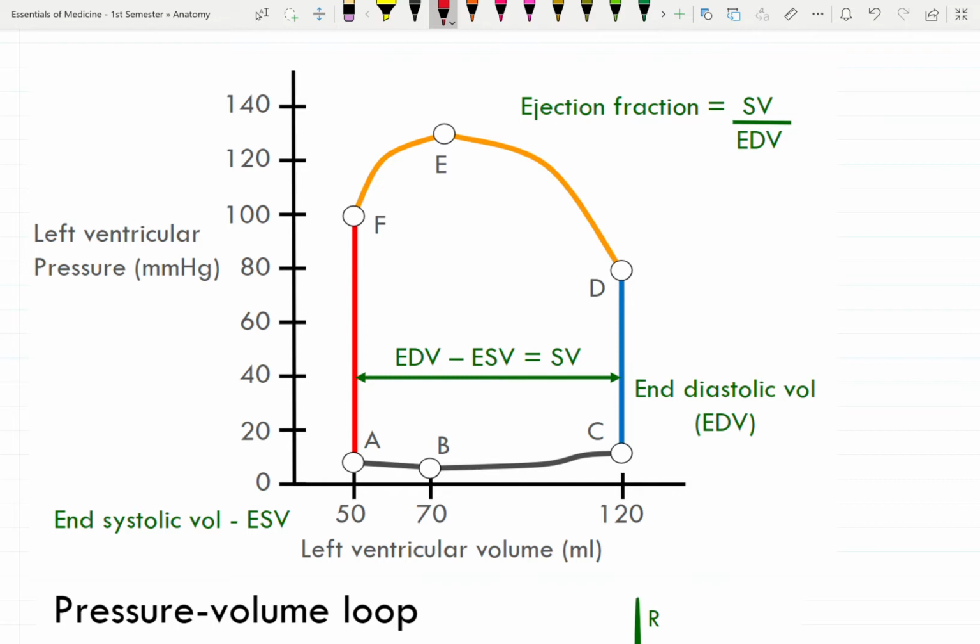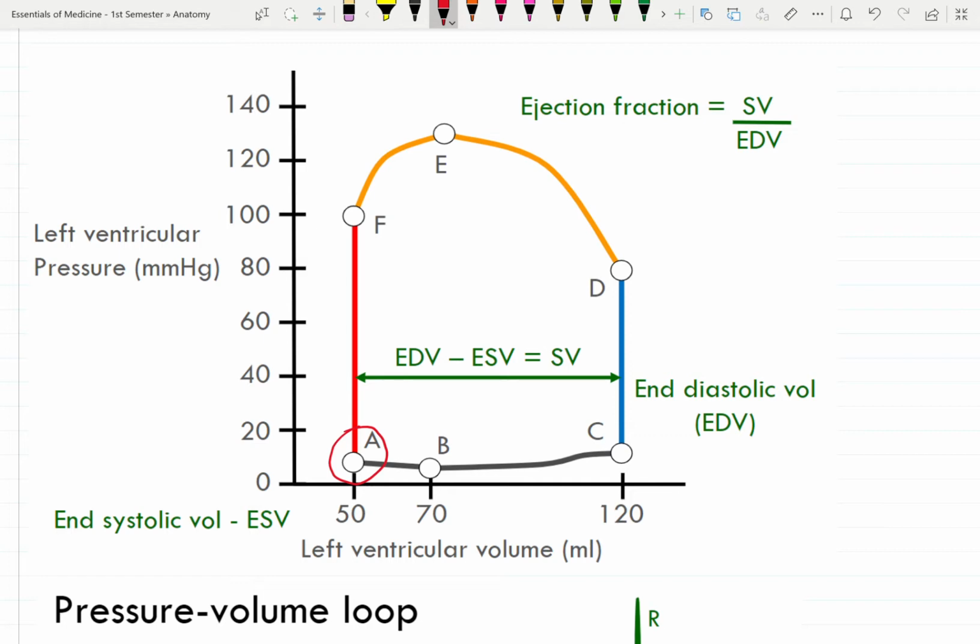And so, end systolic volume occurs at point A. Why? Because at point A, the volume of blood left in the ventricle at the end of the ventricular ejection is what represents the end systolic volume. Okay? And that is usually 50 milliliters.